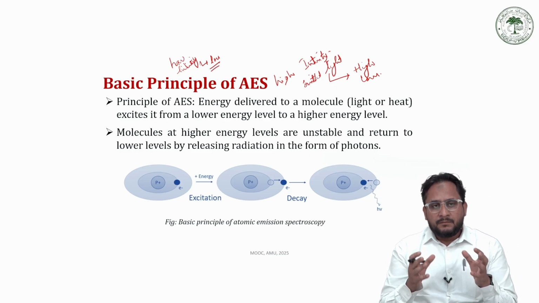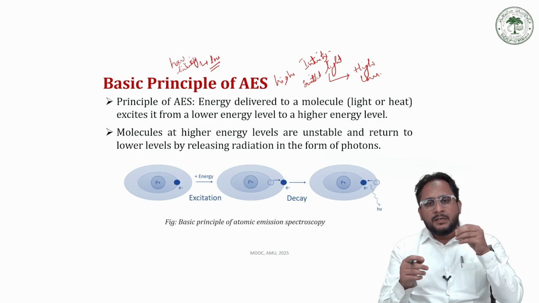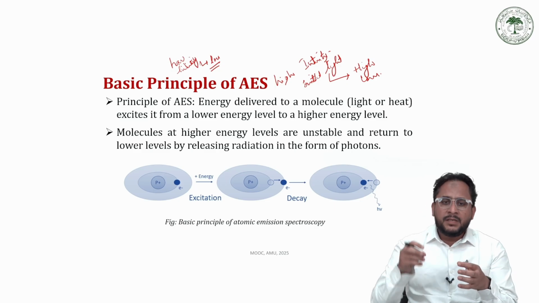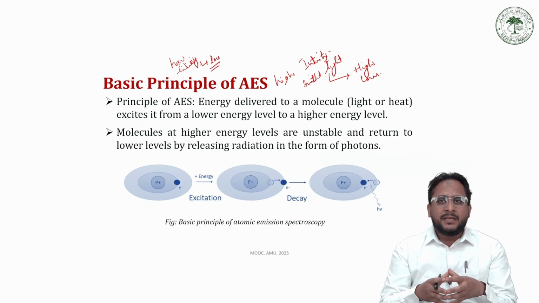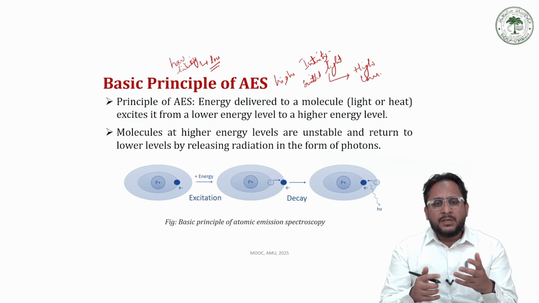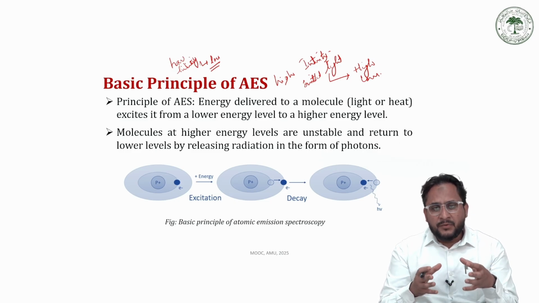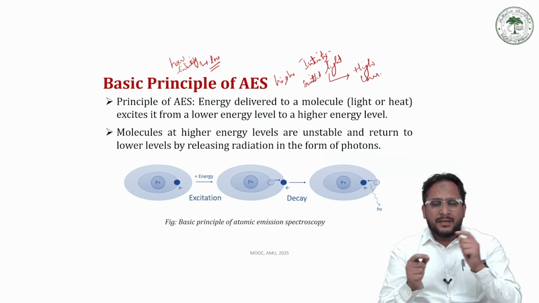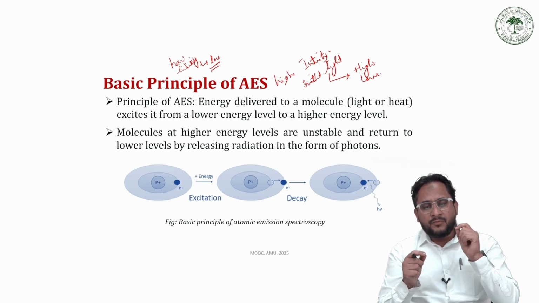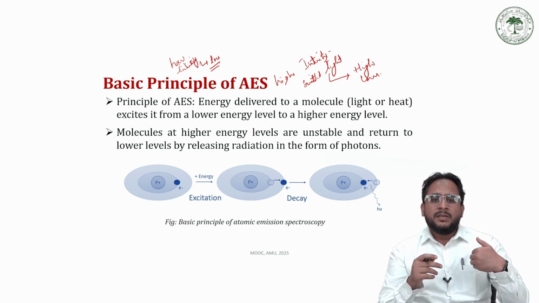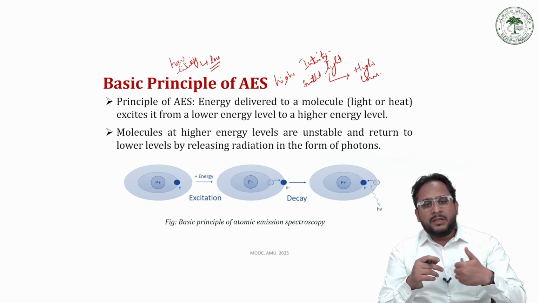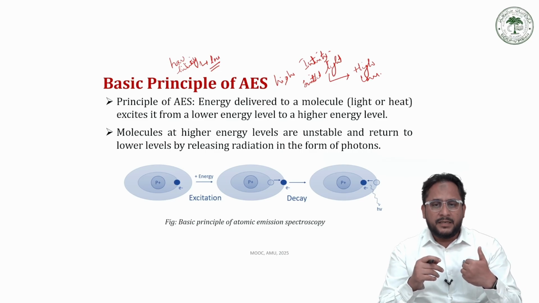So the principle of atomic emission spectroscopy is based upon this phenomenon that the intensity of the light is directly proportional to the concentration of vaporized atoms in the excited state, and from the intensity it automatically measures the concentration or the quantity of those target analyte elements.